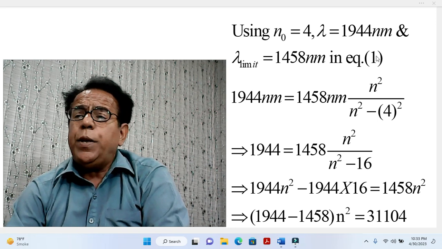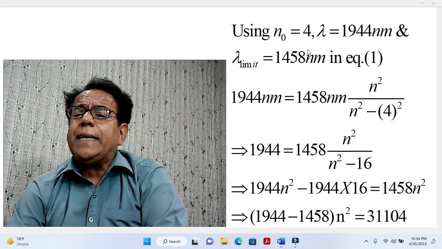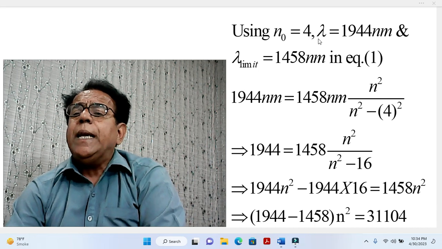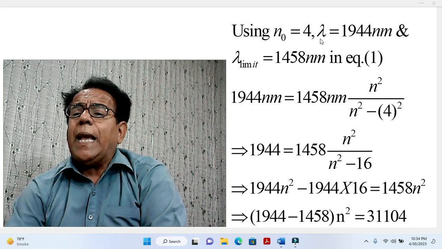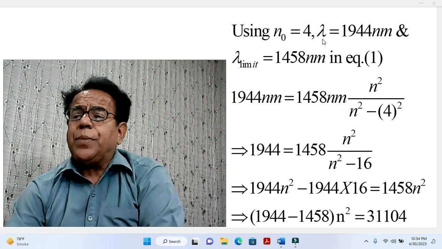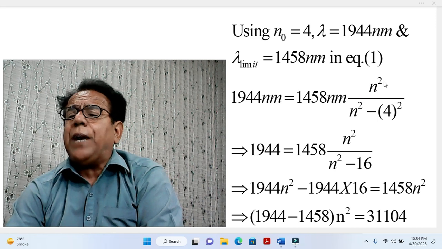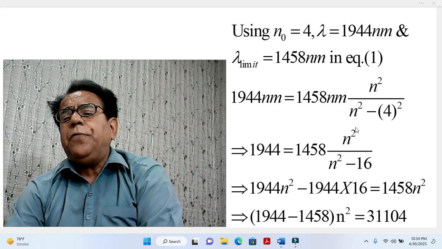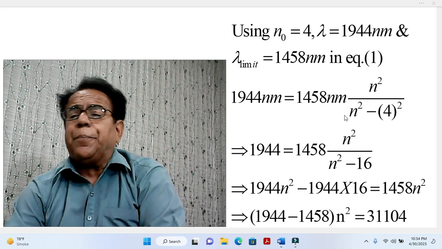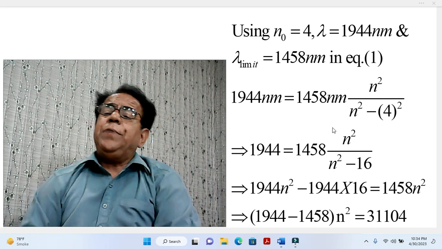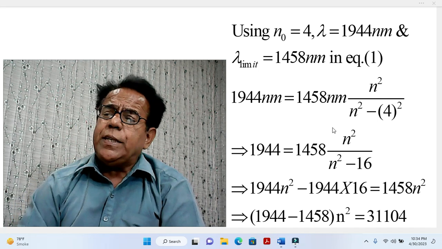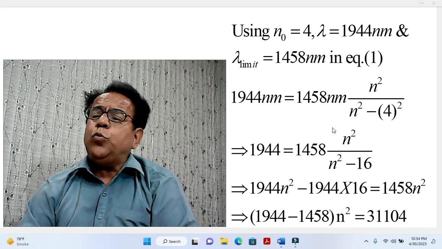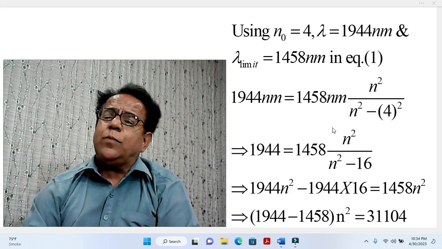Okay, so we know that in case of the Brackett series where n naught is equal to 4, n begins from 5, but we will not use here 5 or 6 or 7 or 8 or 9. We will first find the value of n, then we will one time use a value greater than n, and one time we will use a value one step less than n.